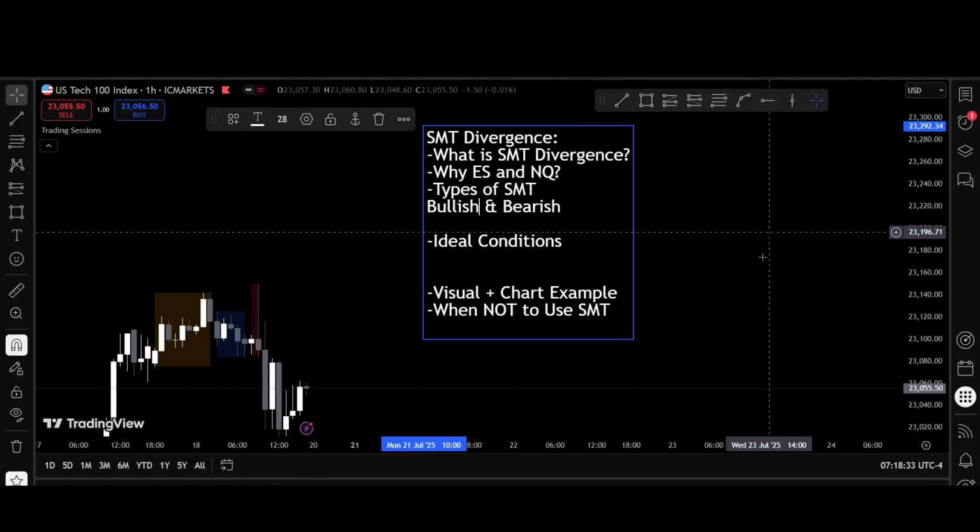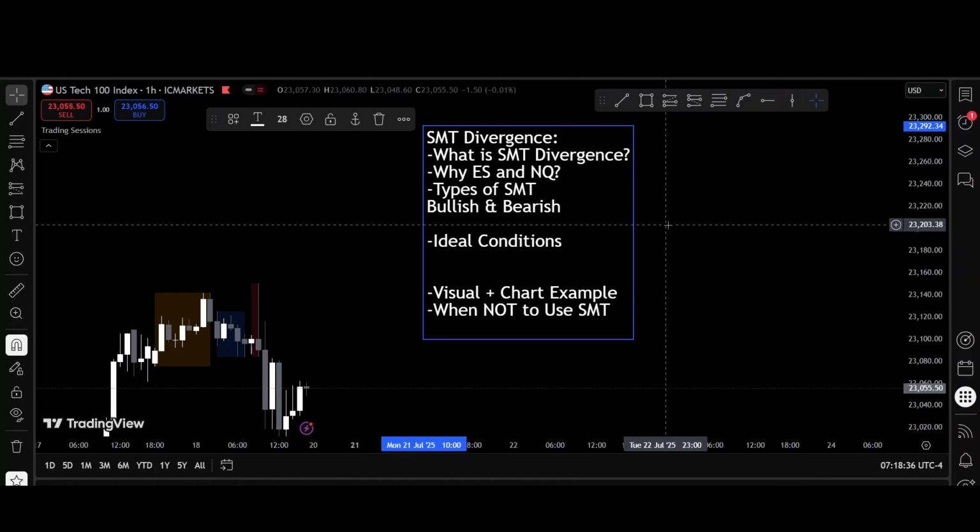For the bullish example, one index makes a lower low while the other index makes a higher low. The index that makes the lower low is the lagging index. For example, let's say ES made a lower low and NQ made a higher low. NQ is already going higher, but ES has yet to go higher. That's why it's telling you ES is going to go higher. That's how you use the bullish SMT.